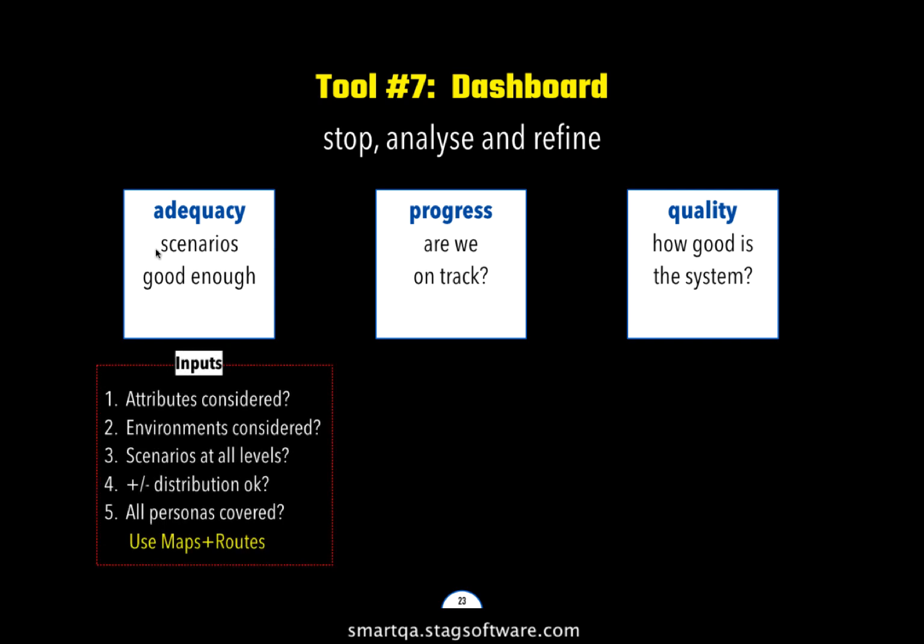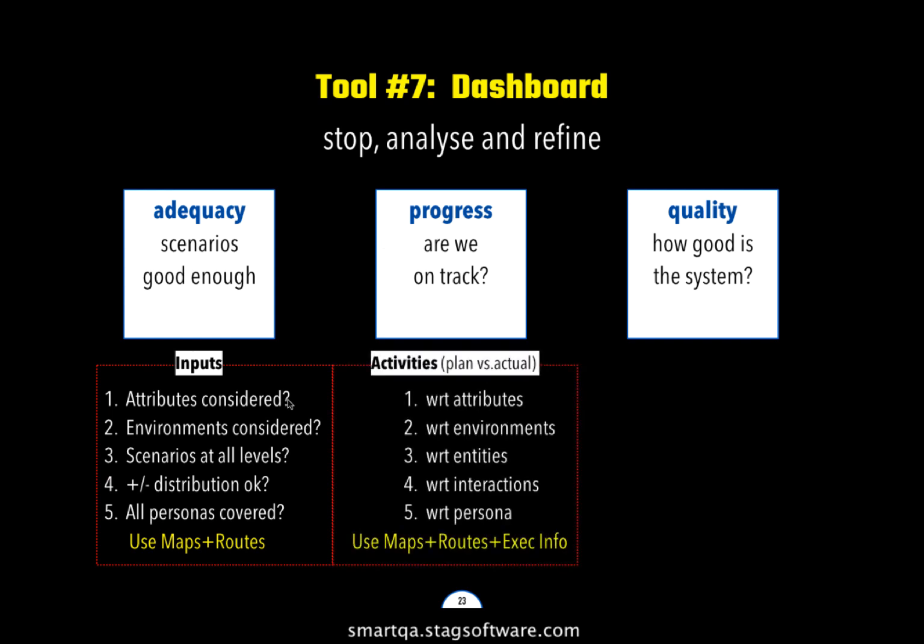So we're primarily interested in understanding, hey, I've tried to look at it from various user points, for all the attributes, tried it from all environments, do we have scenarios at all levels, is the distribution of positive and negative okay, and so on. And so we're just trying to look at whether the maps and the routes that we created, really the inputs, would they be good enough? Second, the progress. Are we on track? Same thing.